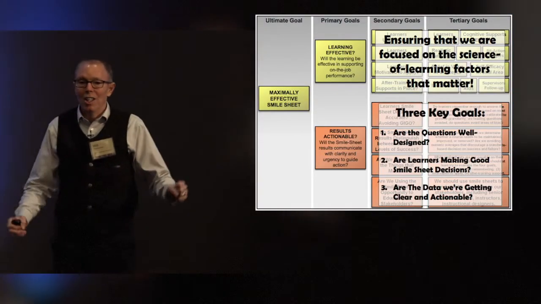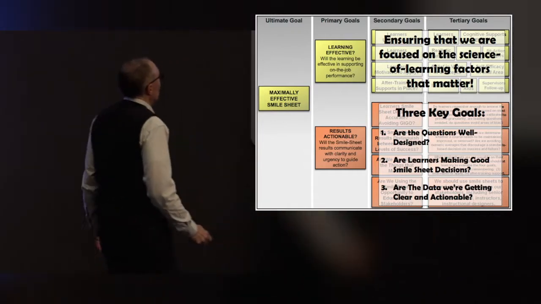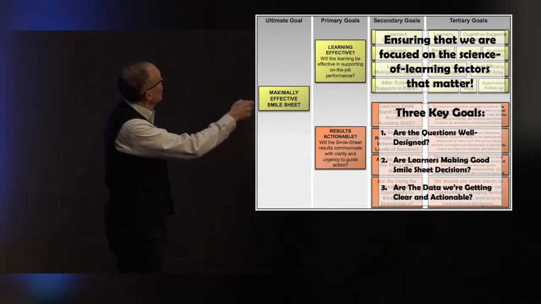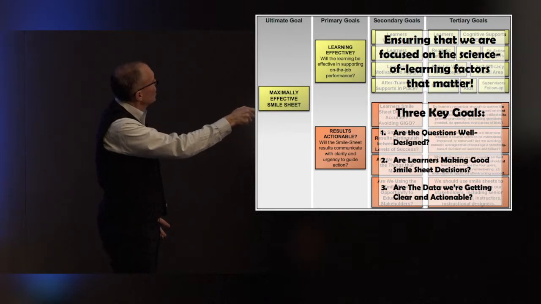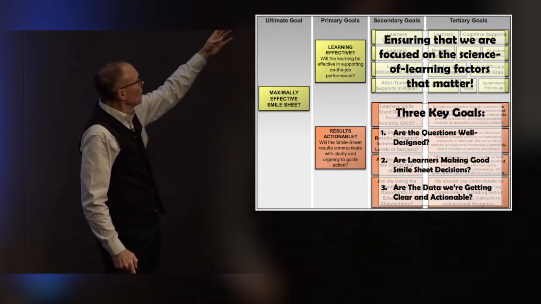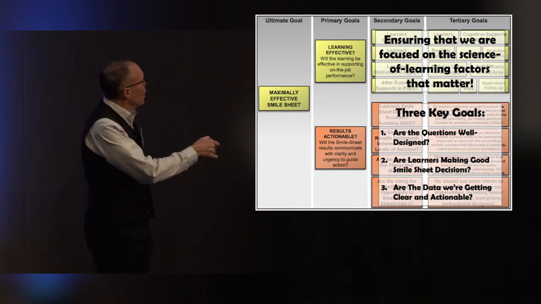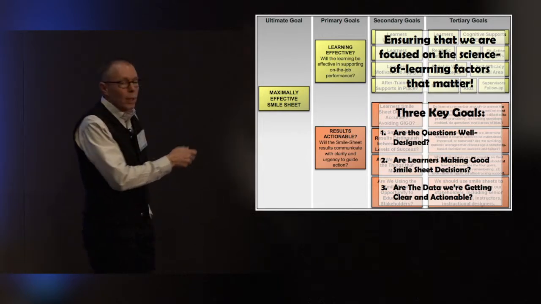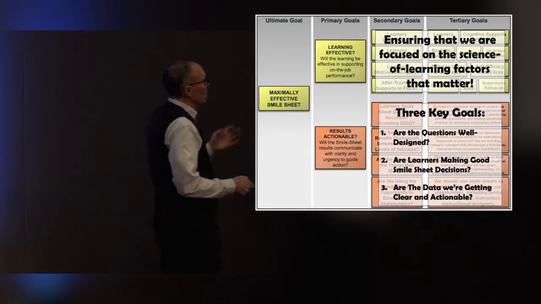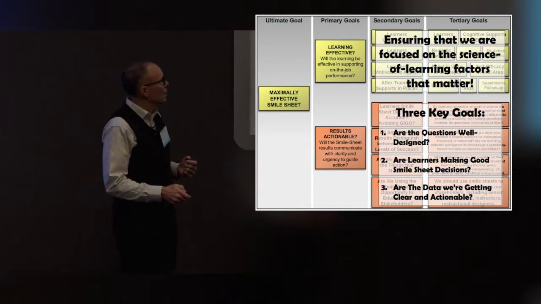All right, so now I'm going to present a lot of information. So, warning. I'm going to simplify it though. Let's say we wanted to create the maximally effective smile sheet. So this is our ultimate goal, then we have primary goals, secondary goals, and tertiary, third-level goals. So for the maximally effective smile sheet, what would our primary goals be? I offer two. Is the learning effective? Will the learning be effective in supporting on-the-job performance? And are the results actionable? Will the smile sheet results communicate with clarity and urgency to guide action?